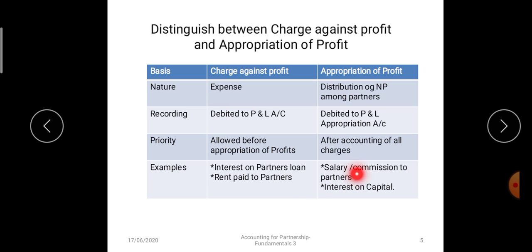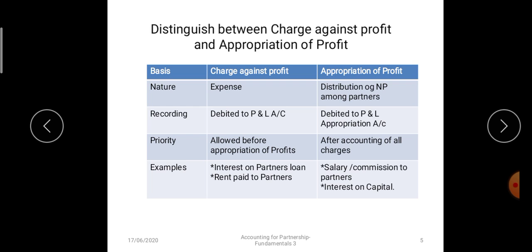The salary, commission paid to partners, and interest on capital are considered as appropriation of profit, and will be debited to the profit and loss appropriation account. All of you, please keep this thing in mind. Don't show interest on partner's loan and rent paid to a partner in the P&L appropriation account. It will be shown in the profit and loss account. Whereas salary, commission to partners, and interest on capital will be shown in the P&L appropriation account.